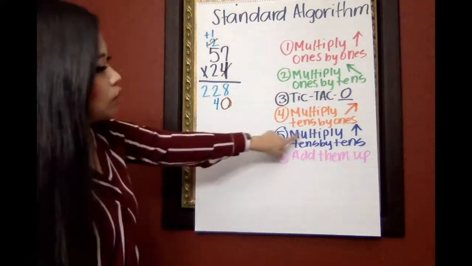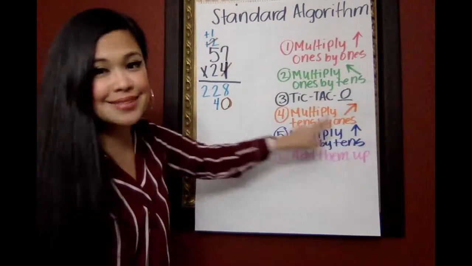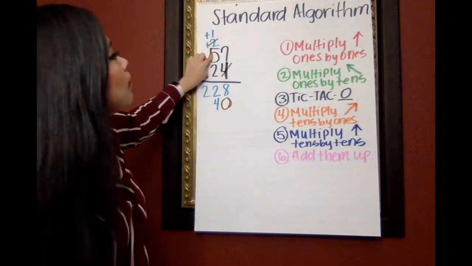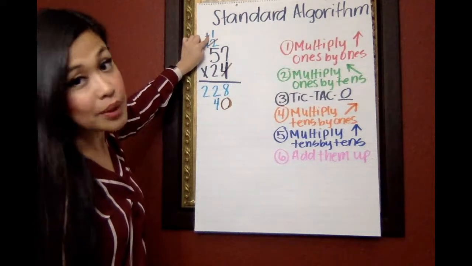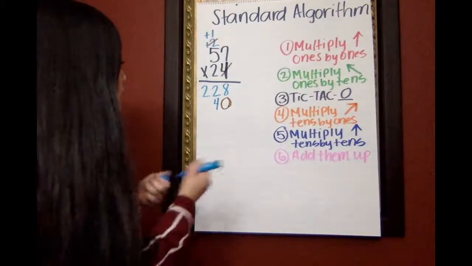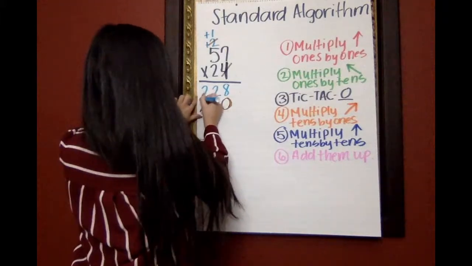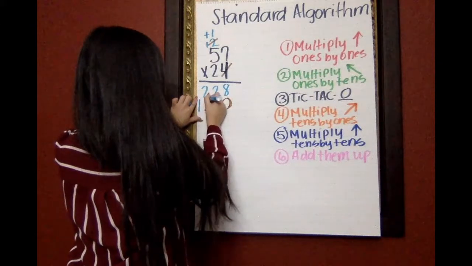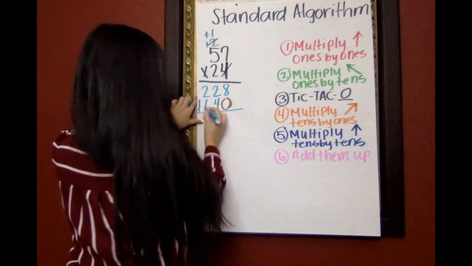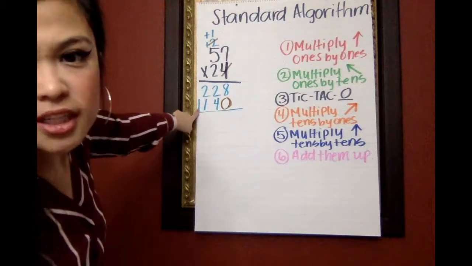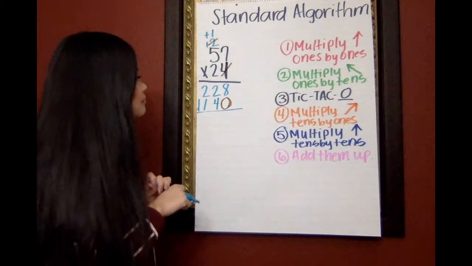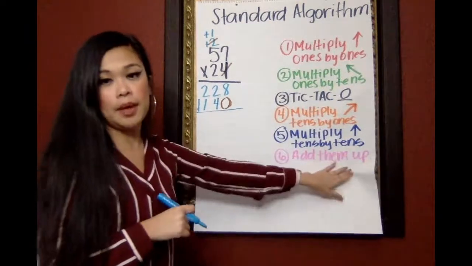And then we multiply the tens by the tens. So 2 times 5 gives me 10. But don't forget that 1. We're adding the 1 plus 1 gives me 11. So I'm going to write 11, right? And I'm going to add it up. You can't see, but I have a cute little addition sign right there. It's cute. And then we're going to add them up.